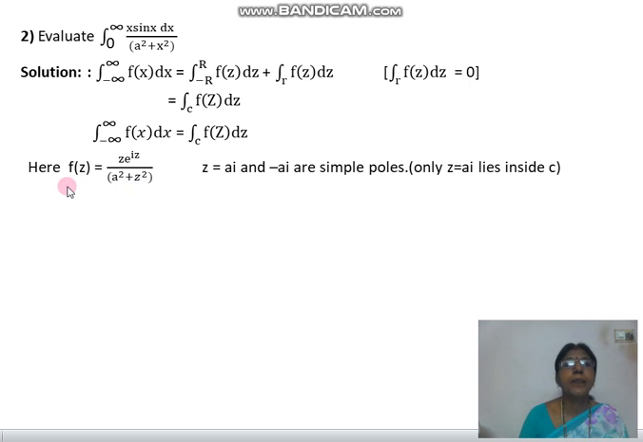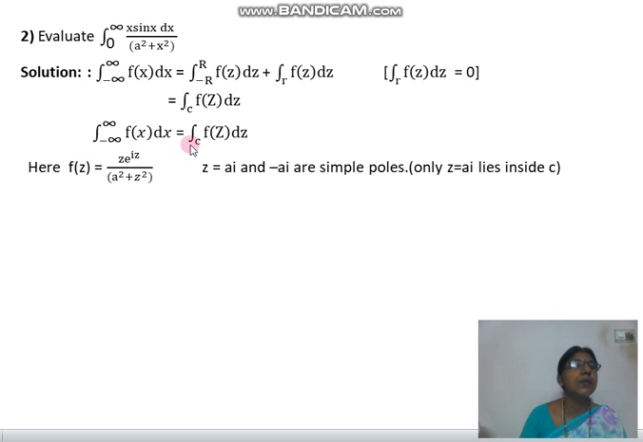Now we have f of z is equal to, see this one. In place of x you put z. In place of a square plus x square, a square plus z square. But in this type of problem you write sin x as e power ix, and in z you write e power iz. Substitute e power iz in place of sin. This is the function f of z.